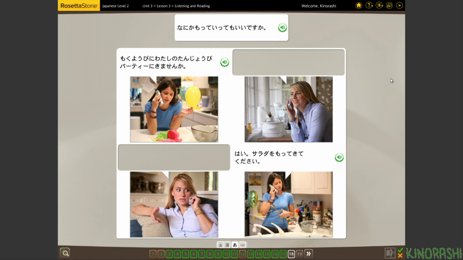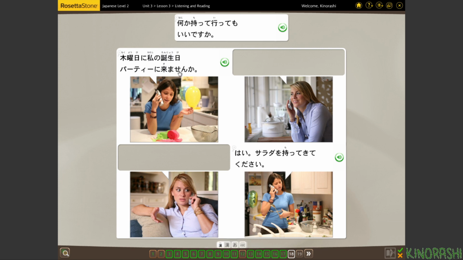Mokuyobi ni watashi no tanjoubi party ni kimasen ka? Kimasen ka? Tanjoubi. Mokuyobi. Watashi.